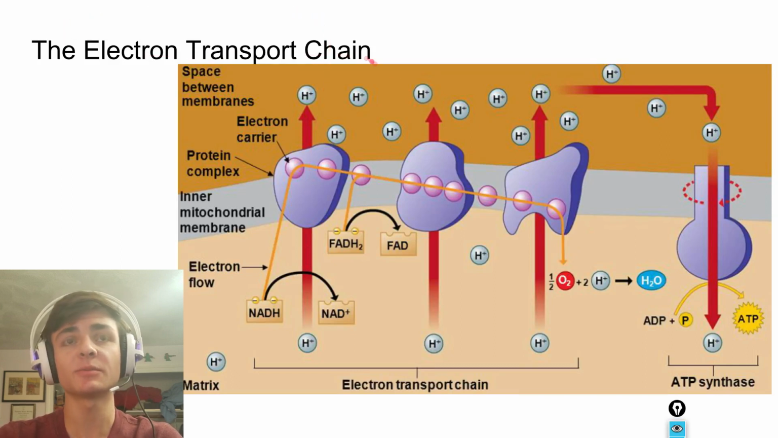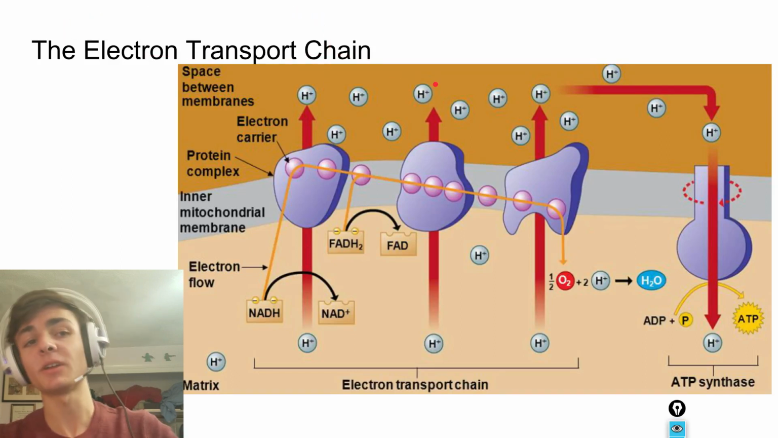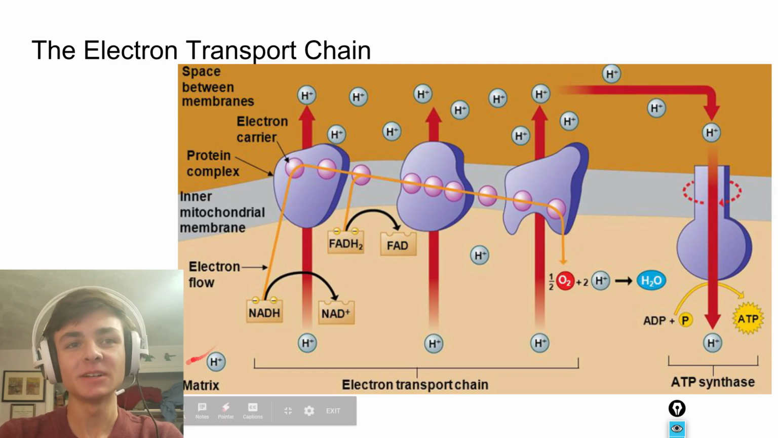So this is the electron transport chain right here, and it looks pretty intimidating, but I swear it's not that bad. So we just did the Krebs cycle in the matrix. Here's this inner mitochondrial membrane. This is the actual electron transport chain itself.